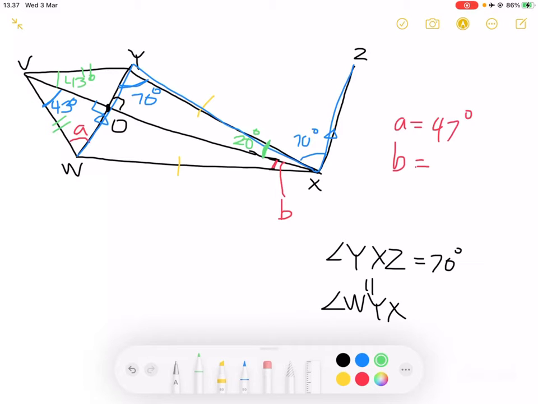And by the property that I mentioned before, diagonal VX bisects this angle right here and this angle right here into two equal parts, and therefore since 20 degrees lies on the other part of this angle, that means B must also be equal to 20 degrees, since the diagonal bisects this angle into two equal parts.